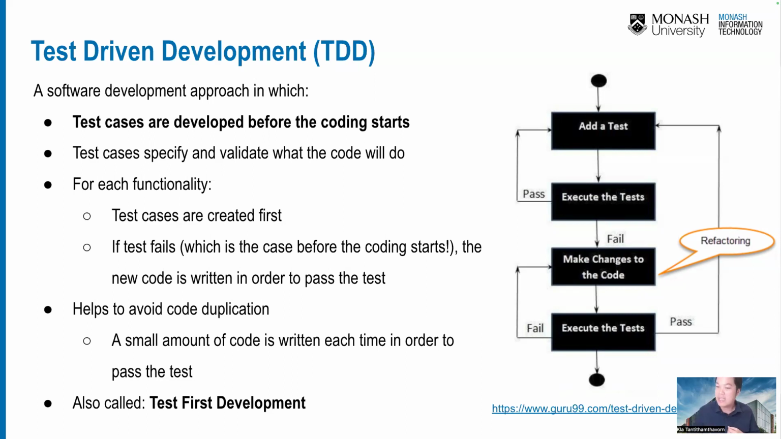Execute the test again. Once it passes, you can add a new test case. So the key point here is that you want to write a test case that fails, and then you write the code to make it pass. That's the key point of test-driven development.